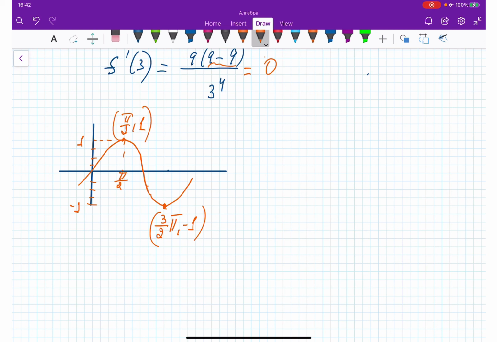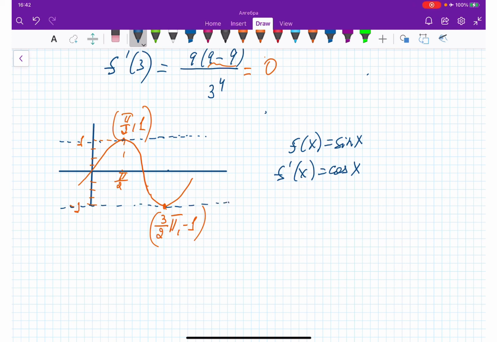Okay, so we have f of x equal to sine x. So f prime of x is going to be equal to cosine x, because the derivative of sine x is cosine x. All right, well, let's check. At the point of half a pi, the first derivative is supposed to be 0, so that will be a relative extrema. And at the minimum point, the relative extrema minimum, it's also supposed to be 0.